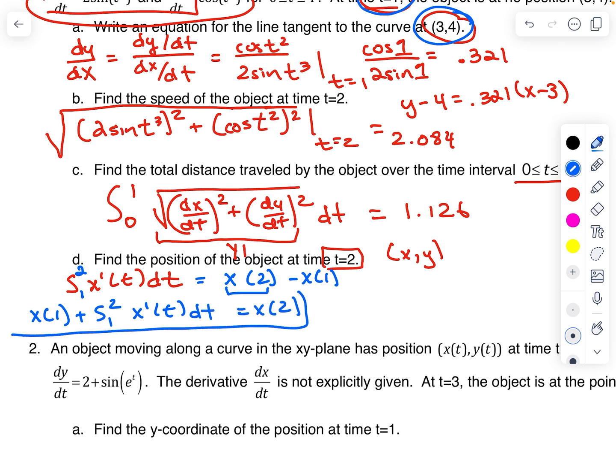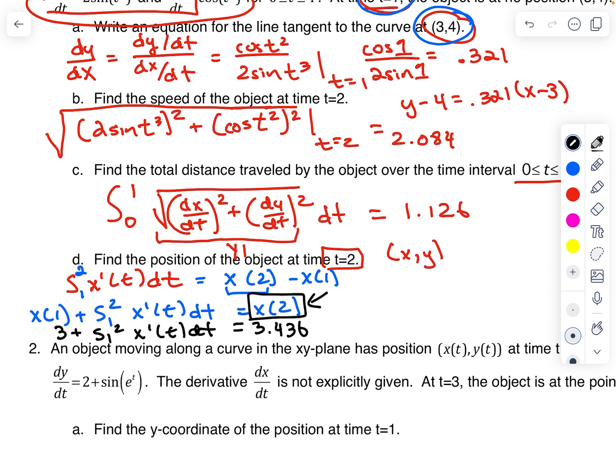So you need some form of this equation written. x of 1 is the original x position, which is 3. So that was given up at the top. So this is 3. And then this piece, I'm going to just go ahead and integrate on the calculator. And that will get you to your answer. And you will get 3.436.